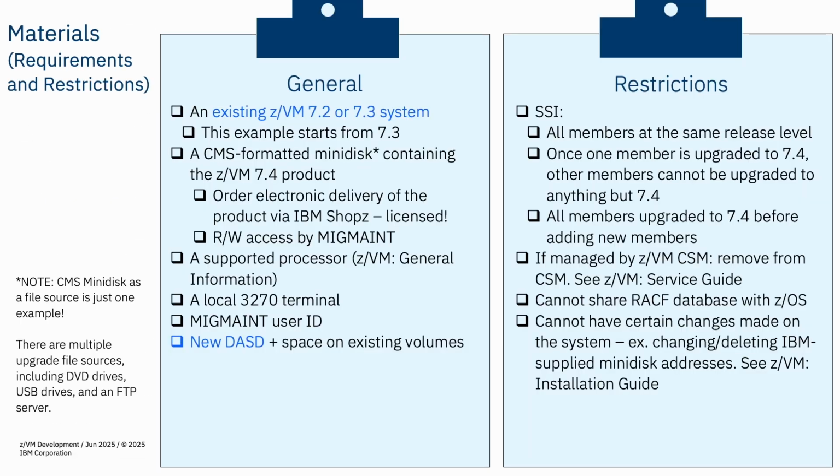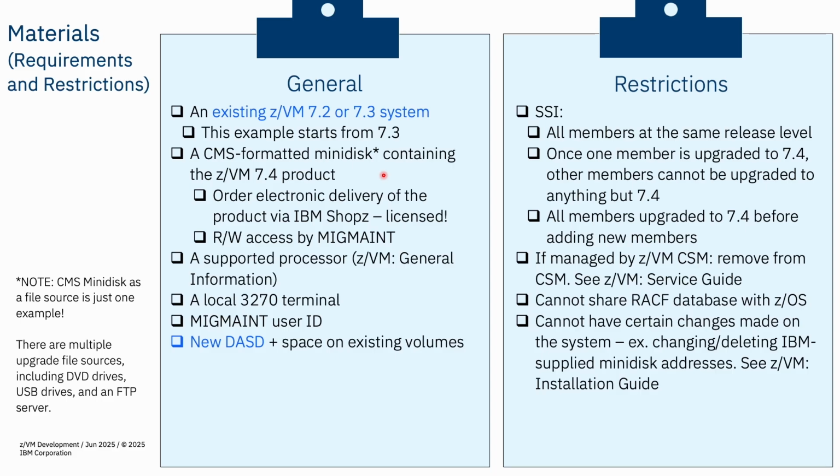Once again, before construction begins, we are going to need to gather our materials. So for an upgrade installation, the first requirement we have is, of course, the system to be upgraded. So for this example, we'll be starting from a 7.3 system. But you could also start from 7.2 to upgrade to 7.4. If your system is below this level, you'll need to move to 7.3 or to 7.2 before you can upgrade to 7.4.